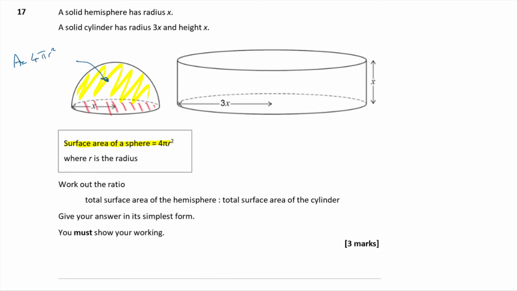4 pi r squared is the area of a sphere's curved surface, but we've got a half of that because we've got a hemisphere, so we're going to divide it by 2.